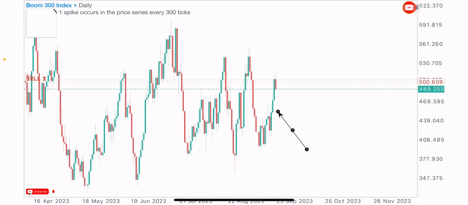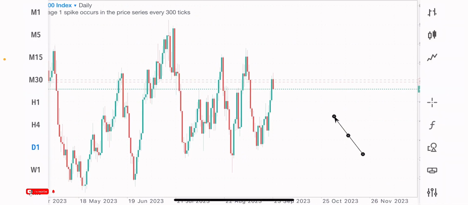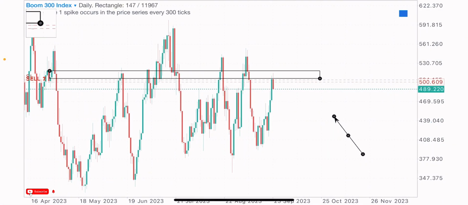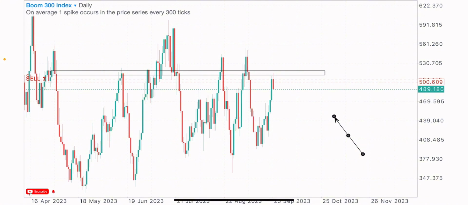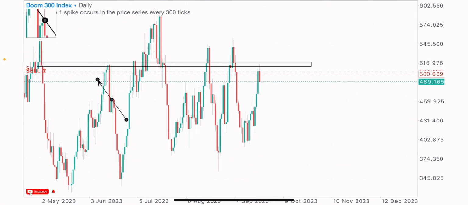All I did was just to identify the major key levels and zones, and we had a level of resistance at this zone, a key level of resistance on Boom 300 index at this level. You've seen how the market reacted on this zone as a resistance in the past. It got broken. We had a couple of market reactions and trading decisions on this level. The market bought and sold on this level.